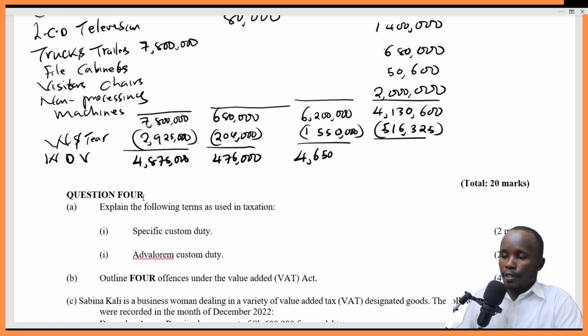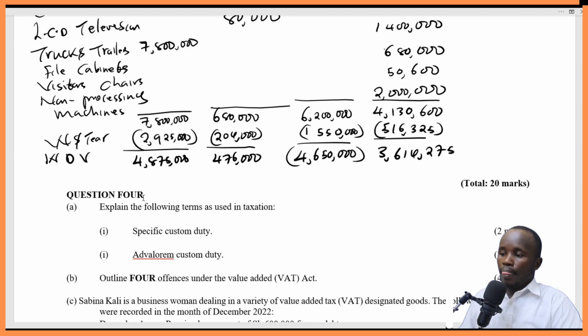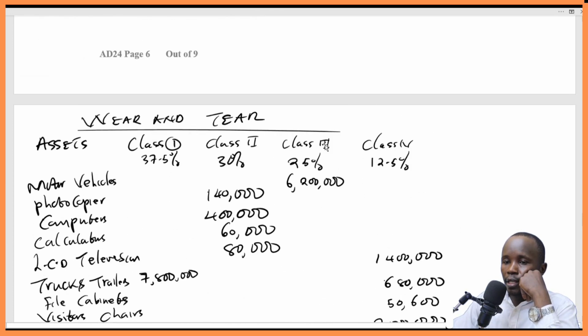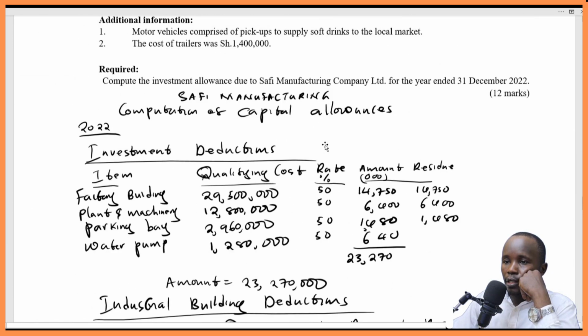And here we have 4,130,600 minus 516,325. This is 3,614,275. Good. That's how you are to score your 12 marks, by looking at these capital allowances, and you get yourself the 12 marks. Otherwise, we stop there.